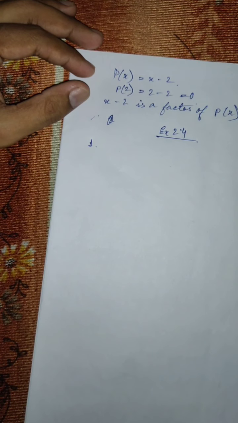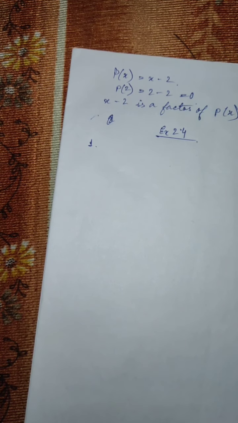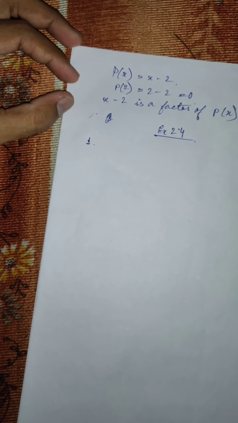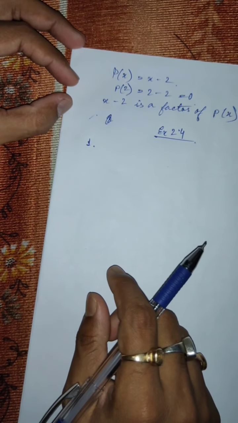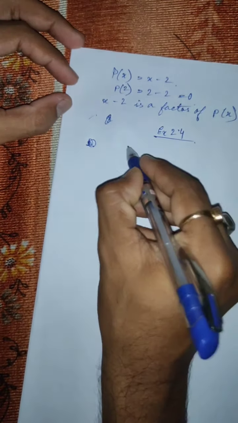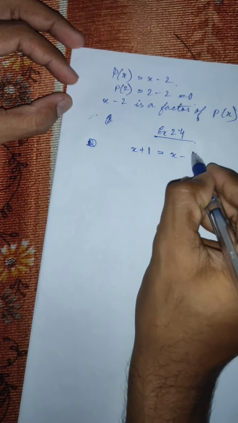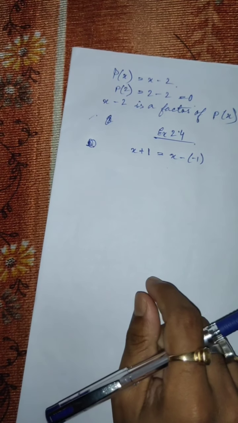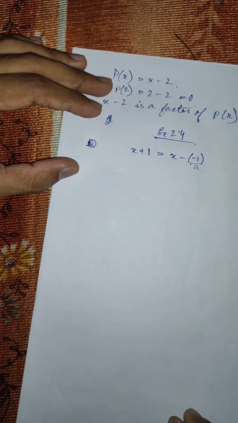Number 1, you can refer to your book, exercise 2.4. You see there are 4 sums in number 1. Determine which of the following polynomials has x plus 1 as a factor. So we have to use the factor theorem. Since x plus 1 has a plus sign, we have to arrange it in the form x minus a, because in our theorem it is in the form of x minus a. So the value of a here is minus 1.